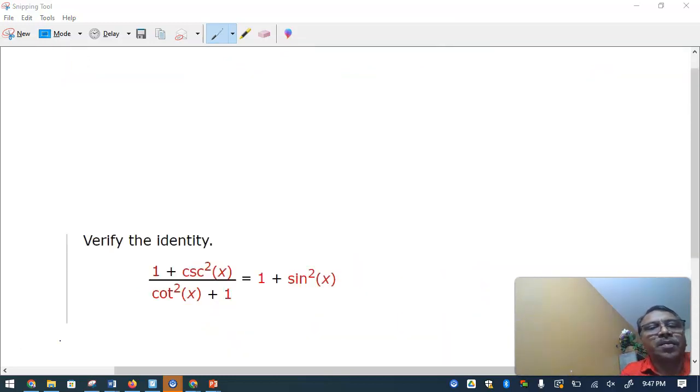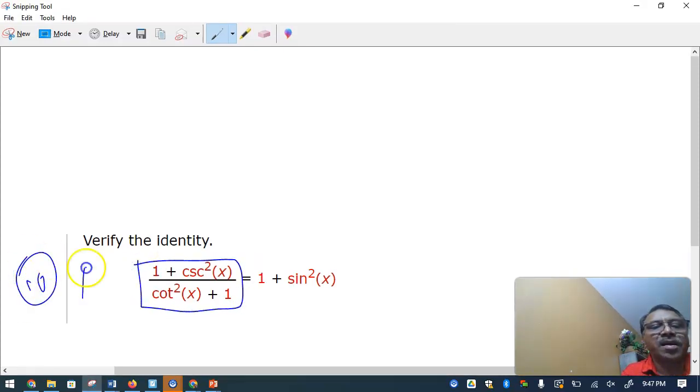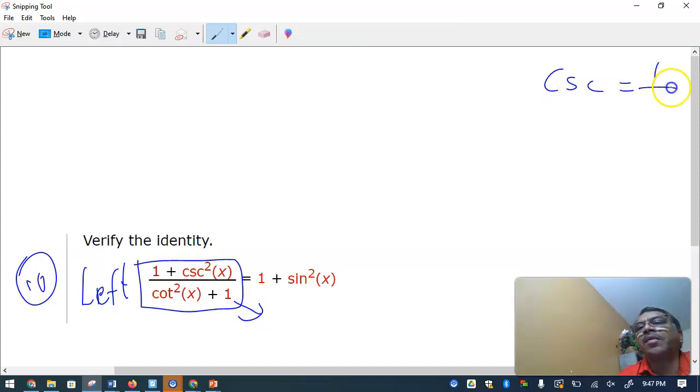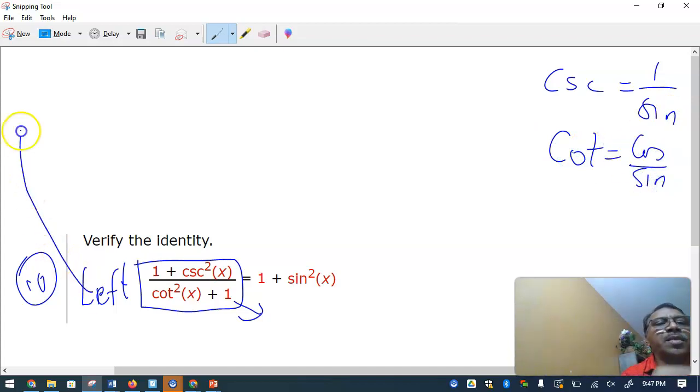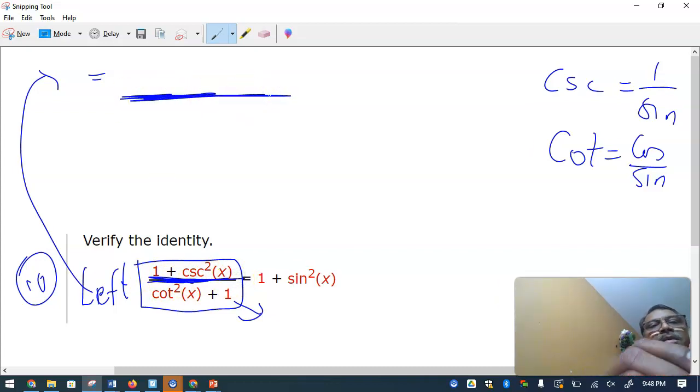So I'm going to start problem number 10 with this thing as the left side, and can we get the right side? What are my options here? We can replace cosecant as 1 over sine, and cotangent we can write as cosine over sine. So that's what we are going to use. I'm writing the main division line here, because the 1 will be a little up to make room for the fraction.